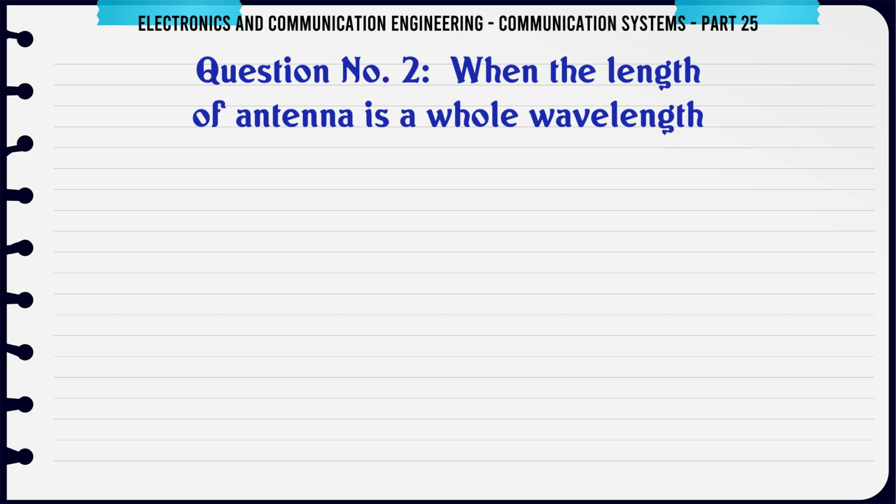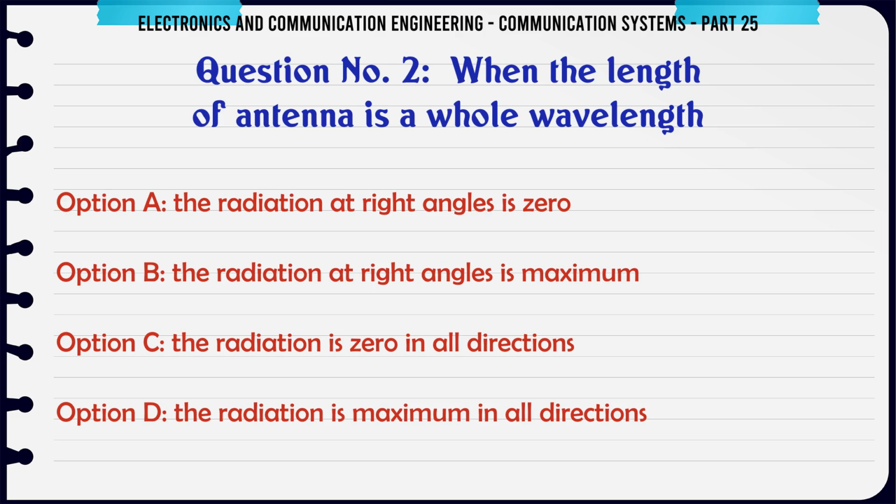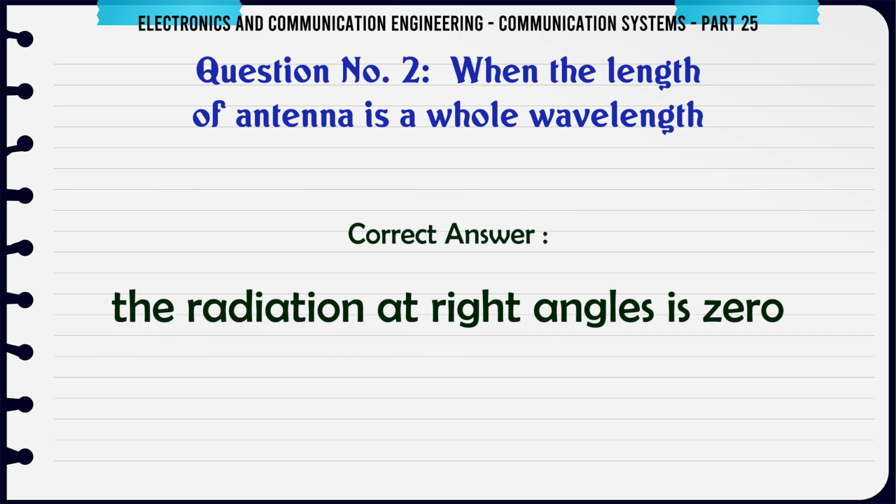When the length of antenna is a whole wavelength, A. The radiation at right angles is 0. B. The radiation at right angles is maximum. C. The radiation is 0 in all directions. D. The radiation is maximum in all directions. The correct answer is the radiation at right angles is 0.